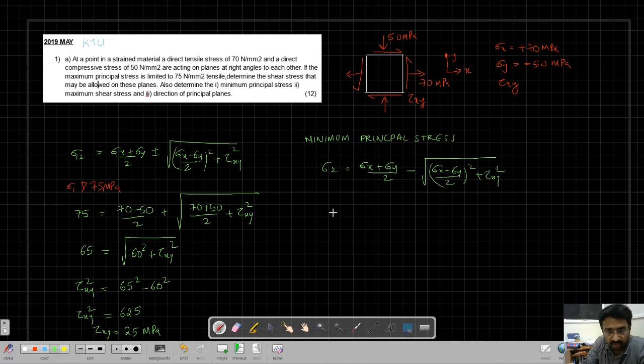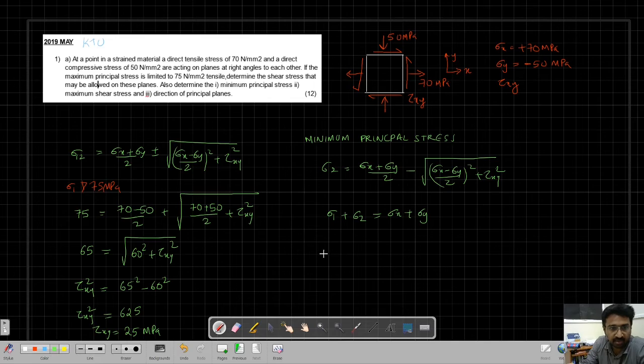So that means what I am trying to tell is sigma 1 plus sigma 2 should be equal to sigma x plus sigma y. Any of these two you can use. We know the value of shear is 25. We know sigma x and sigma y, so you can calculate this. Or you can use this identity, sigma 1 plus sigma 2 is sigma x plus sigma y.